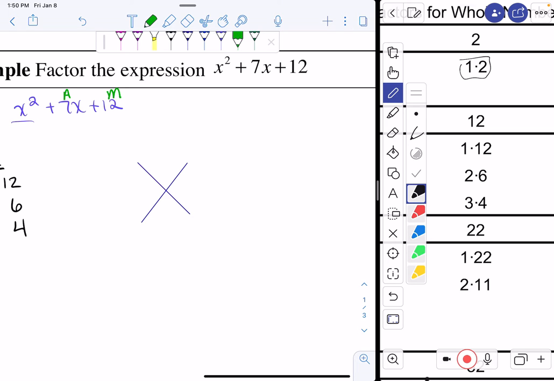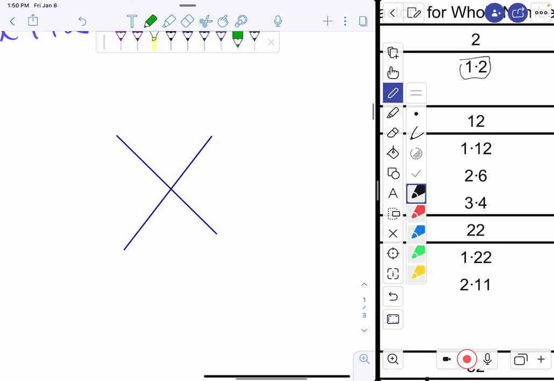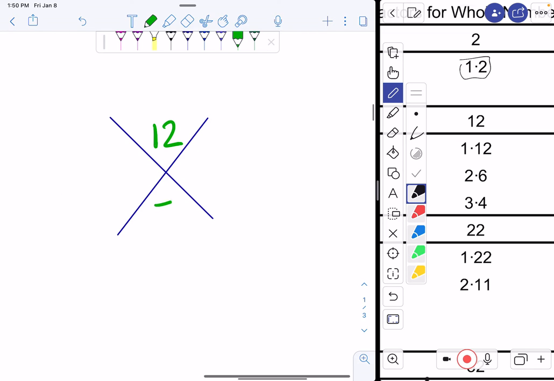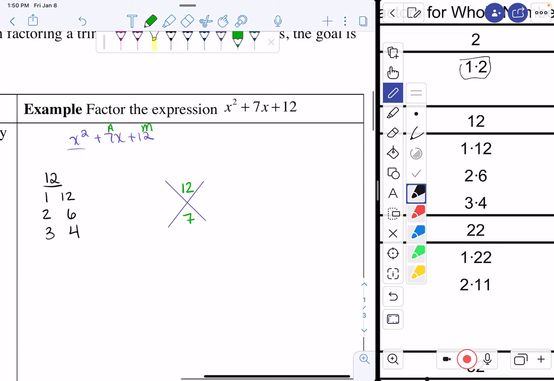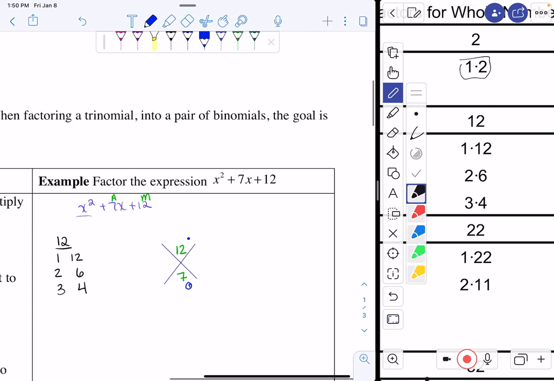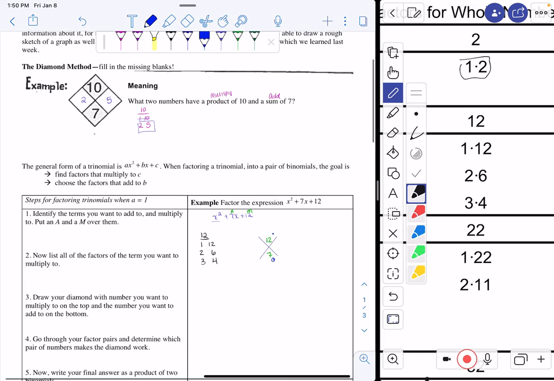I'm going to put my 12 on top, because that's what I want to multiply to, and my 7 on the bottom, because that's what I want to add to. So if you want, you can do a little dot here to show you want to multiply to it, and a plus to show you want to add to it. So here's what we do now. We just did that.